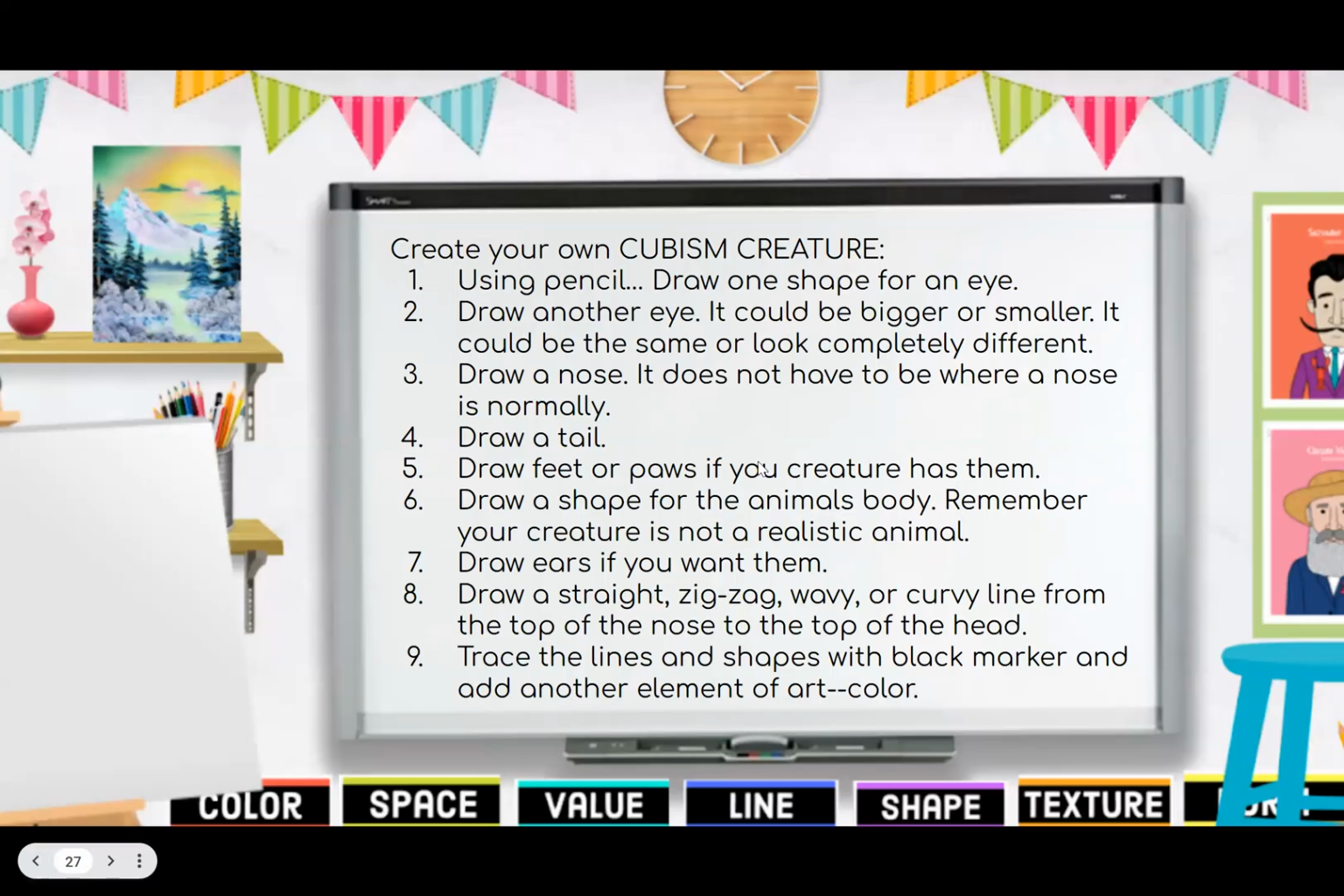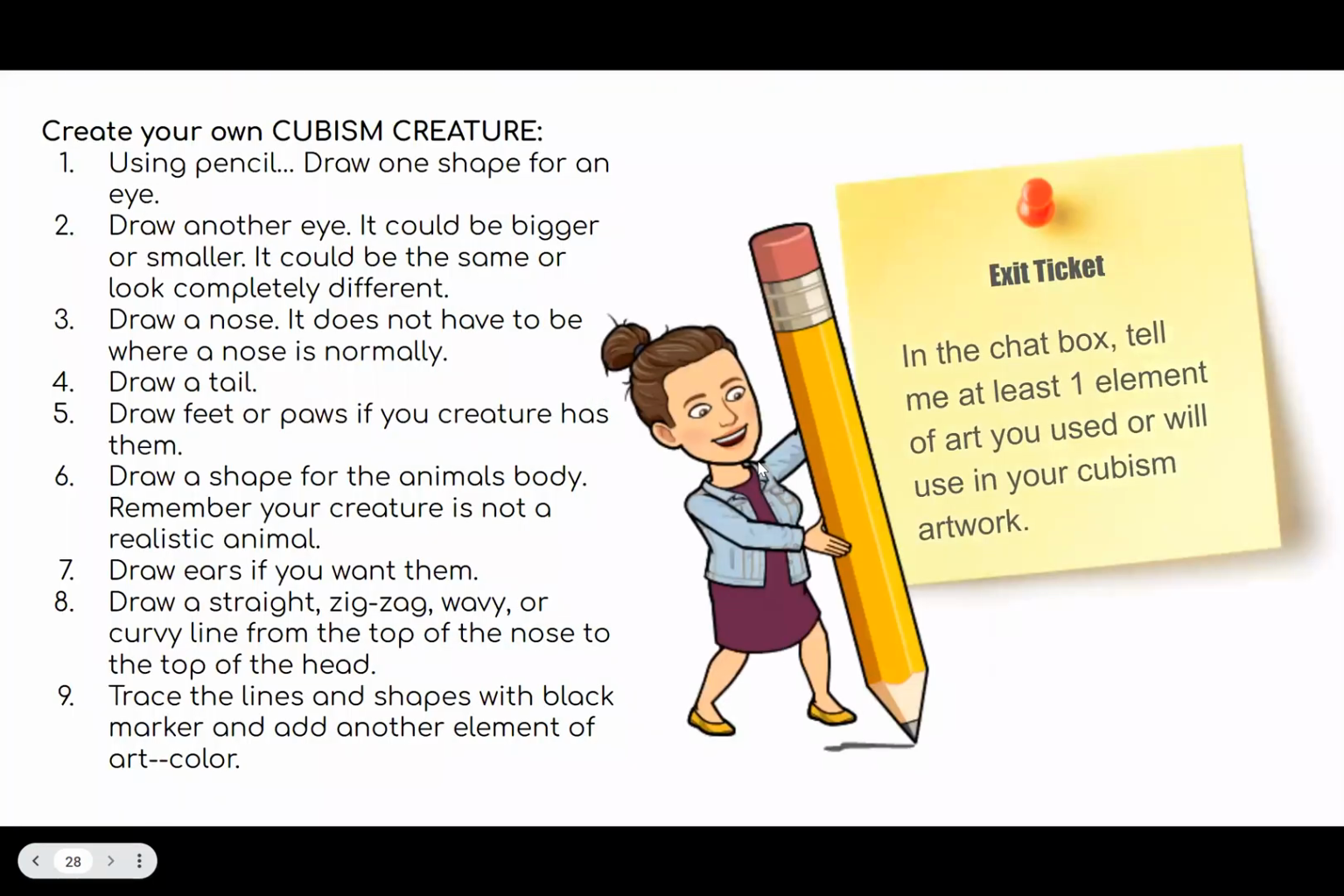Step 6, you're going to draw a shape for the animal's body. Remember, your creature is not a realistic animal. Draw ears if you want them. Draw a straight, zigzag, wavy, or curvy line from the top of the nose to the top of the head. And then step 9, trace the lines and the shapes with a black marker and add another element, which is color. As you practice and use your creativity to create something new, think about the elements of art that we used or that you will be using to create your cubism creature.